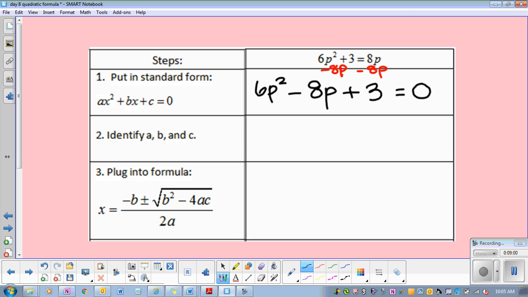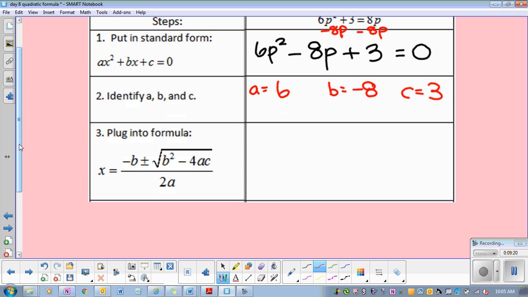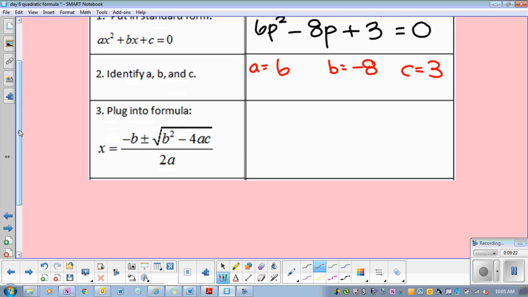Okay, so next we need to identify our A, B, and C. So A equals, B equals, and C equals. What is A? 6. What is B? And C. Good. Now, let's plug it in. X equals opposite B. What is the opposite of your B? 8. 8. Good.